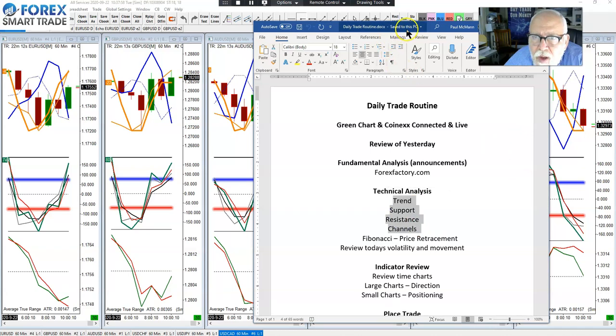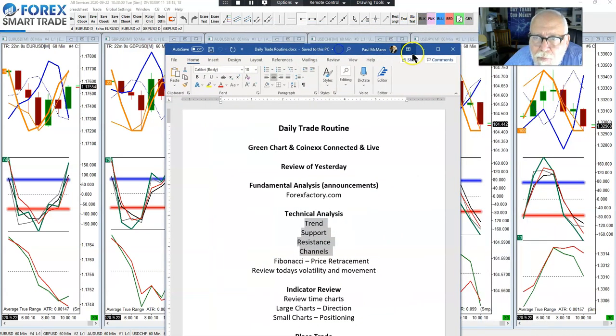I start with looking at the composite chart.